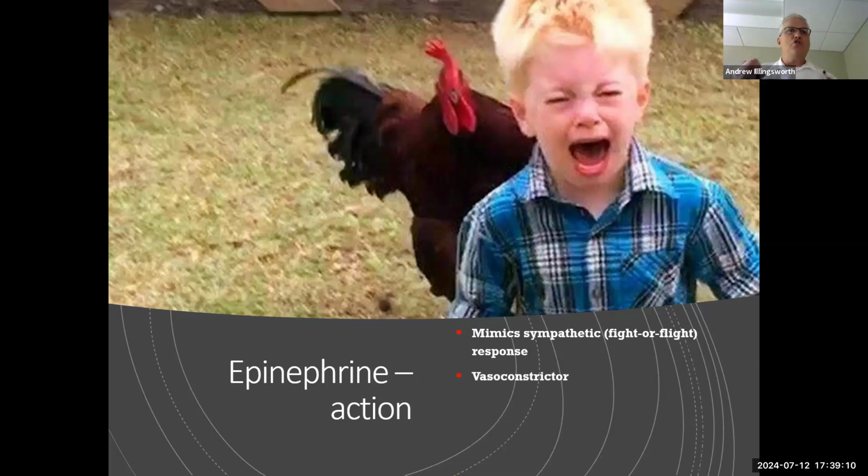It's a vasoconstrictor. Remember that dilation is caused in your blood vessels by the histamine. This is actually going to constrict it. It's very powerful to do that. And it's going to reverse all that constriction that's happening in your bronchioles. It's going to cause them to dilate.